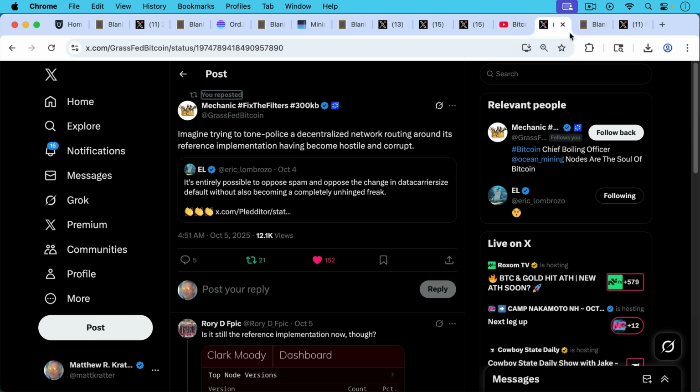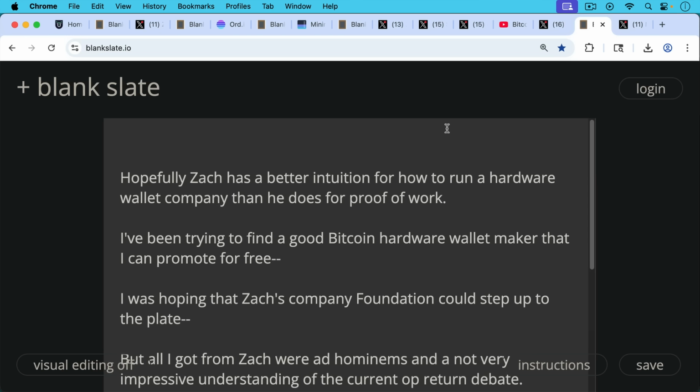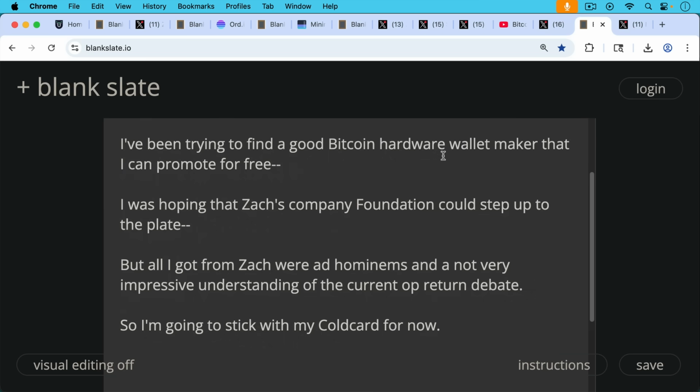Now, hopefully Zach has a better intuition for how to run a hardware wallet company than he does for proof of work. I've actually been trying to find a good Bitcoin hardware wallet maker that I can promote for free. I was hoping that Zach's company Foundation could step up to the plate, but all I got from Zach were ad hominems and a not very impressive understanding of the current OP_RETURN debate, especially when I went to all the trouble of responding to each of his points, and then he dumps me and cites Udi, which is just unbelievable. So I'm going to stick with my Coldcard for now.